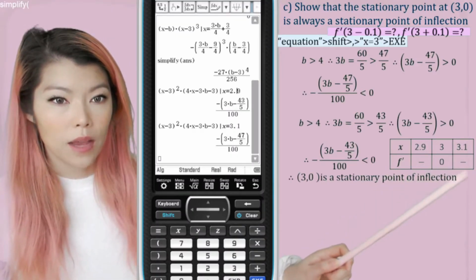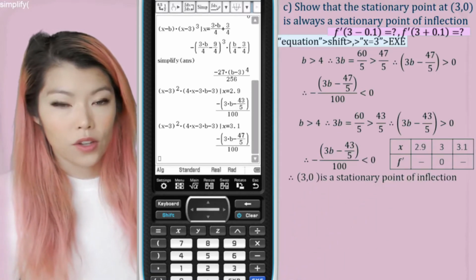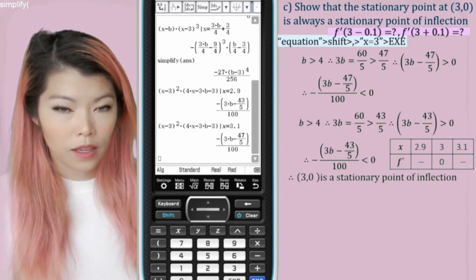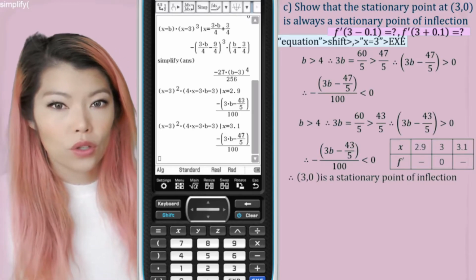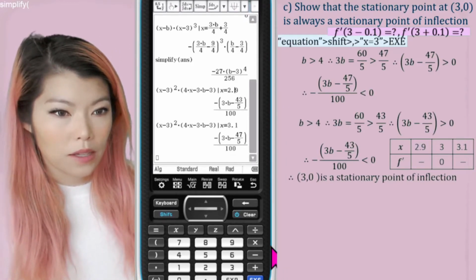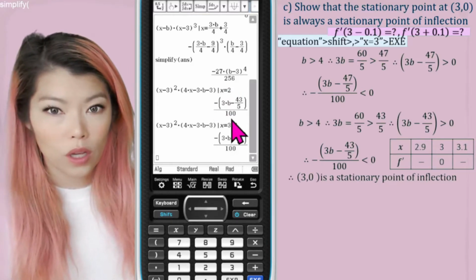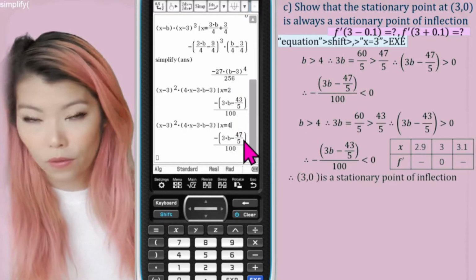So we can see that the gradient is negative on both sides. So we put it in a table to show that it's negative on both sides. So 3, 0 is a stationary point of inflection. Now, I did say that we're going to show you what happens if we had used plus or minus 1. So if we use minus 1, that would have been 2. And if we use plus 1, that would have been 4.